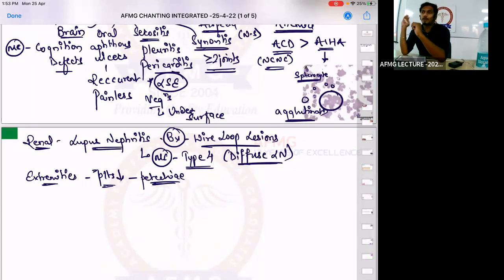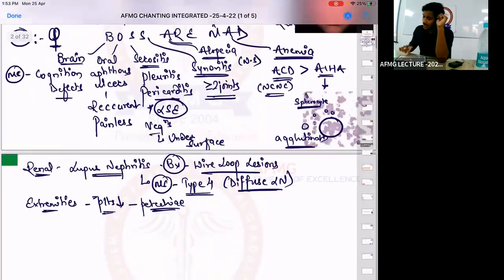We will also discuss Rouleaux formation. I'll tell you afterwards. Okay? And what is the investigation of choice for autoimmune hemolytic anemia? Direct Coombs test. Indirect Coombs test is used for Rh incompatibility.